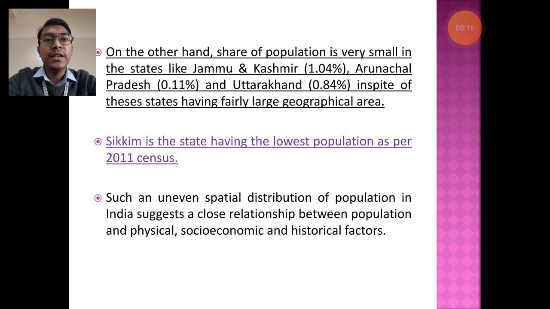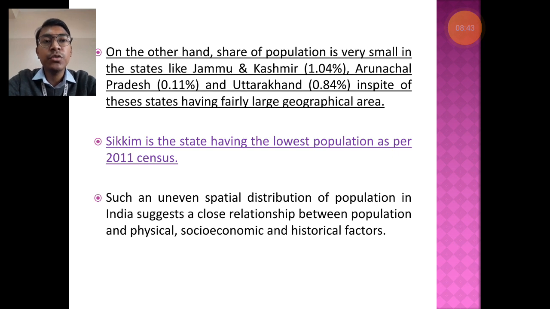Before, I said that Uttar Pradesh has the largest population in our nation. The state with the lowest population as per the 2011 census is Sikkim. The population of Sikkim is just 6 lakh. So here you can see there is a huge variation in the population. Uttar Pradesh has the highest population, whereas Sikkim has the lowest, with a population of only 6 lakh.